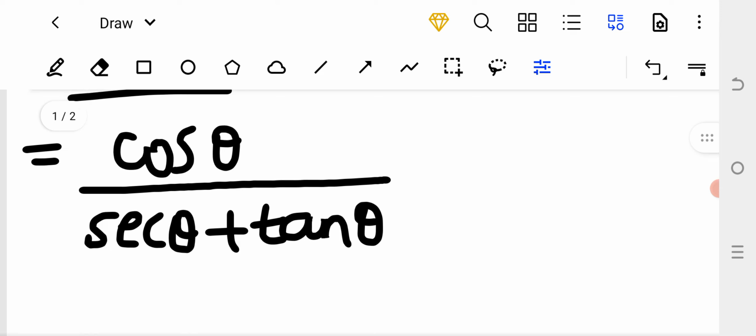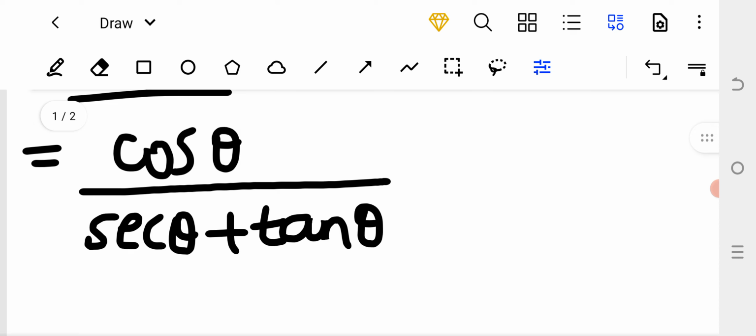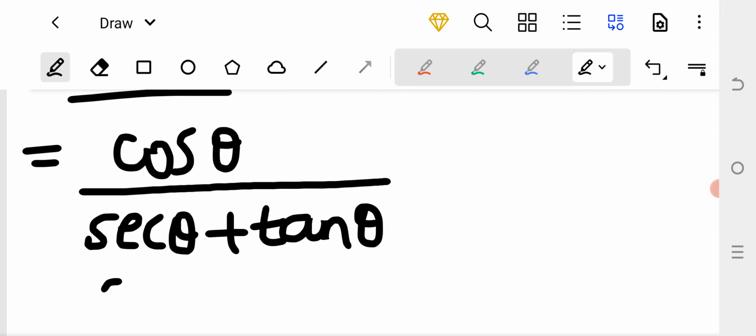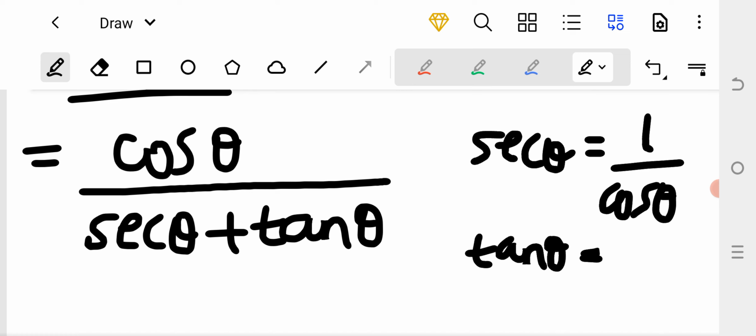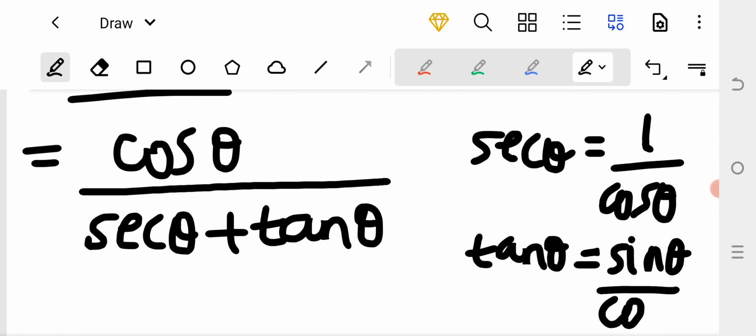When we reach this point, it is advisable that you don't deal with these trig identities a lot. For example, sec theta and tan theta, you simplify them further. We know that sec theta is equal to 1 over cos theta, and tan theta is equal to sine theta divided by cos theta.